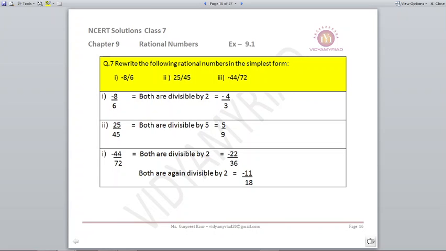25 upon 45, it has 5 at its units place, so it will definitely be divisible by 5, so it is 5 upon 9. Minus 44 upon 72, it's an even number, I will divide it by 2, I get minus 22 upon 36. This is again an even number, it can be further divided by 2, it comes minus 11 upon 18.